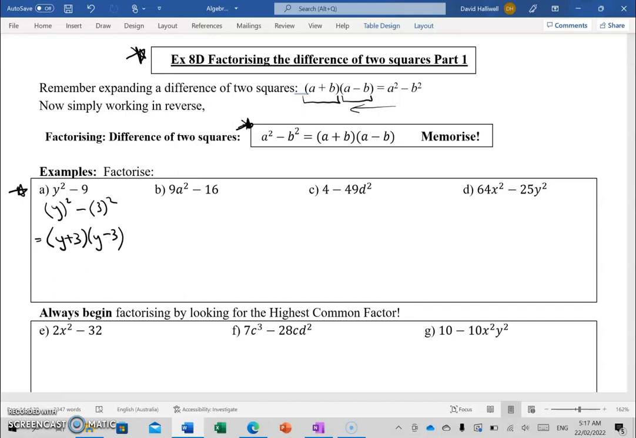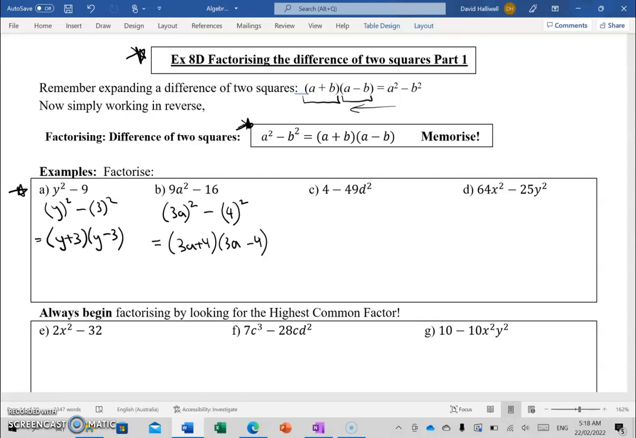Okay, write down the next question. B, 9a squared minus 16. We need to write it as something squared minus something squared. So 9 is 3 squared. So we put 3a all squared minus 4 squared. So the factorization of that will be 3a plus 4, 3a minus 4.